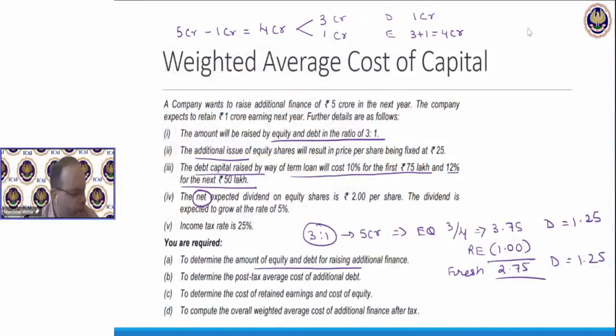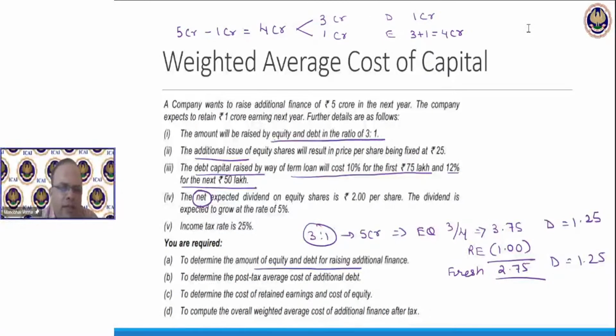Okay, so welcome back, everyone. We are back after the much needed break. Let's resume our exercise on this particular question where we had decided the proportion between equity and debt. I hope everyone is clear that, okay, a fresh equity of 2.75 and 1.25 of debt, because we are applying the proportion at a total equity level.